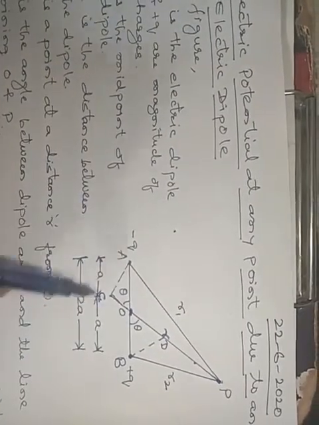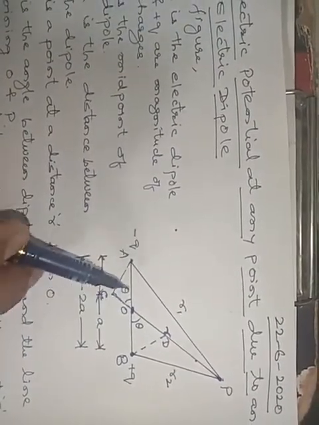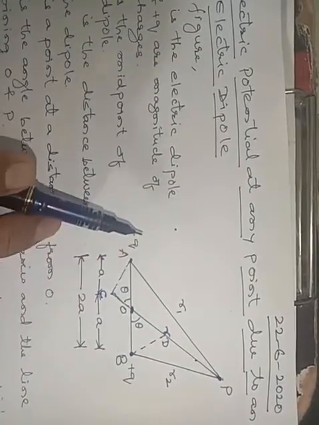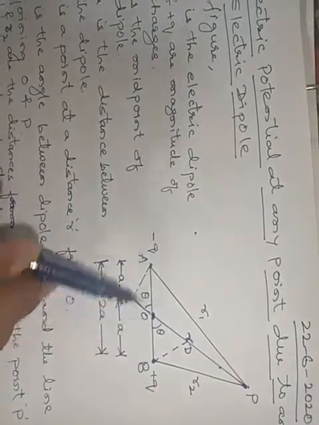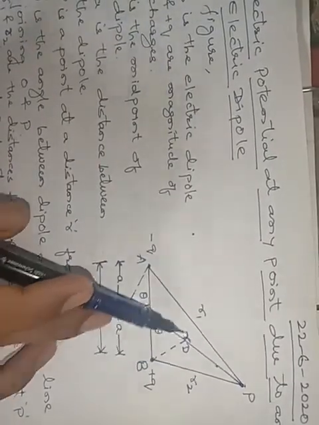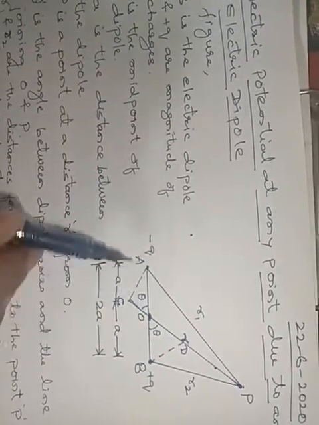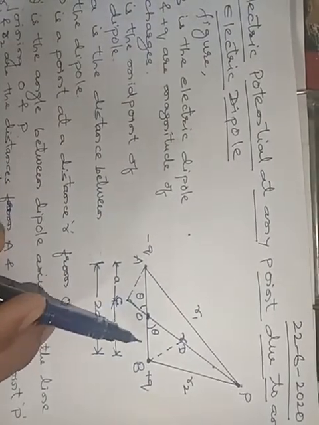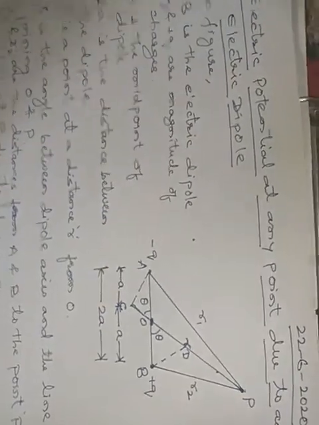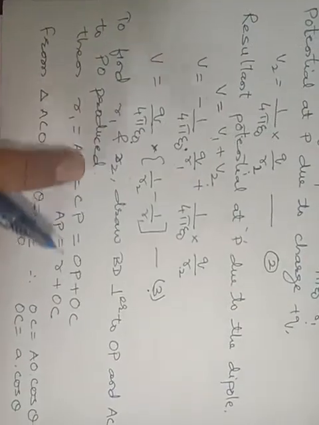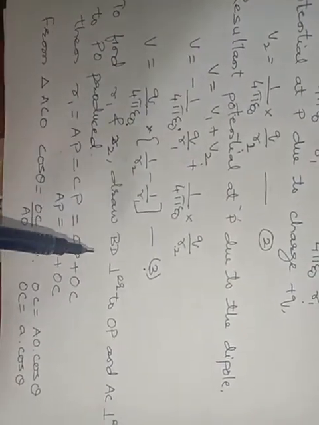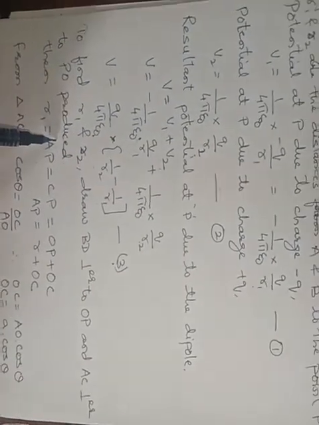With BDO and ACO, we have to calculate the value of R1 and R2. With these two triangles, ACO and BDO, which will be used for calculating the value of R1 and R2. So now, to find R1 and R2, we have drawn BD perpendicular to OP and AC perpendicular to PO produced.